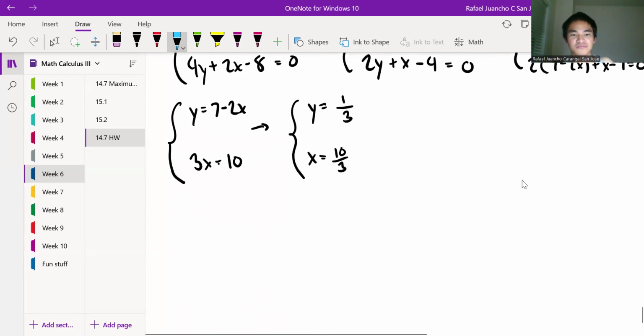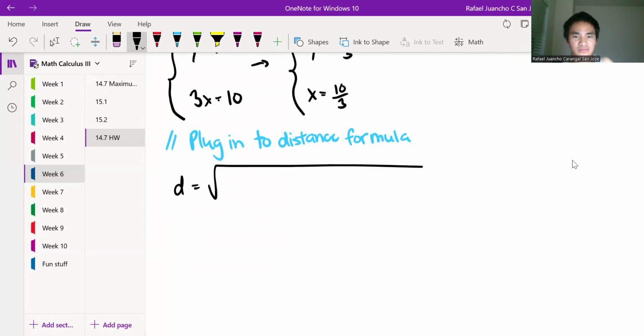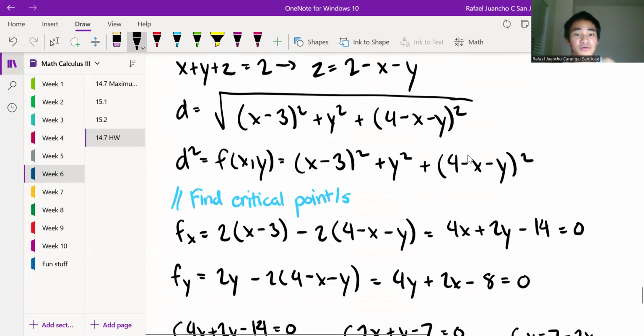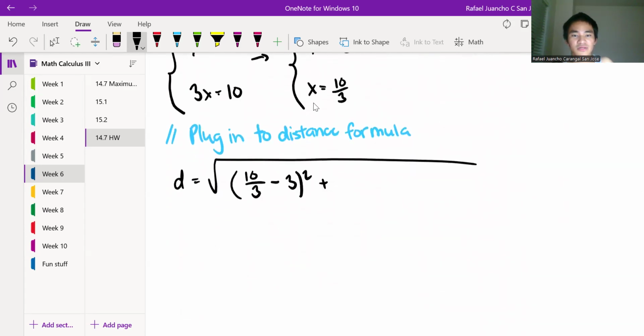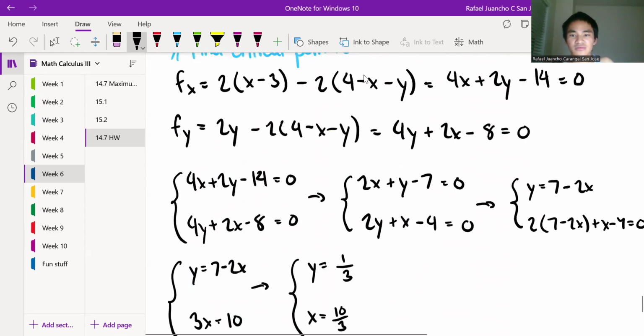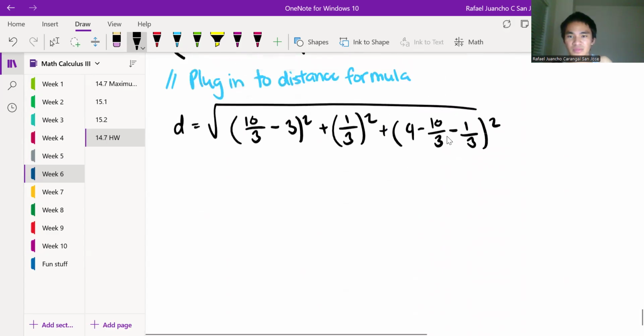And then I plug it in to the distance formula. So apparently there's that concept in math where you can do this. I'm just surprised that it works. So d is this thing. My x is 10 thirds. I subtracted 3, right? Plus y squared, so 1/3 squared. Then 4 minus x, so 4 minus x minus y squared, right?